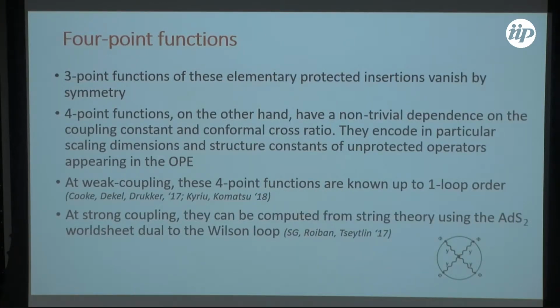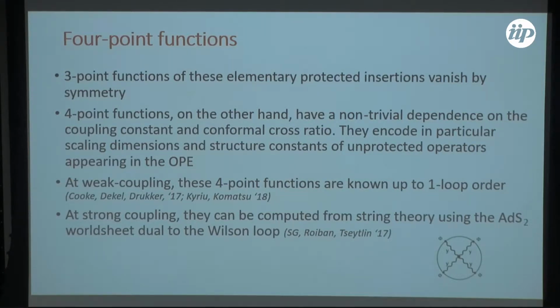3-point functions, if we just look at this multiplet, are trivial by symmetries, at least if we look at bosonic operators. So the next thing to look at is 4-point functions. These are much more non-trivial. At weak coupling, they are known up to 1-loop order. They were recently computed explicitly in a paper by Shota and Kiryu.